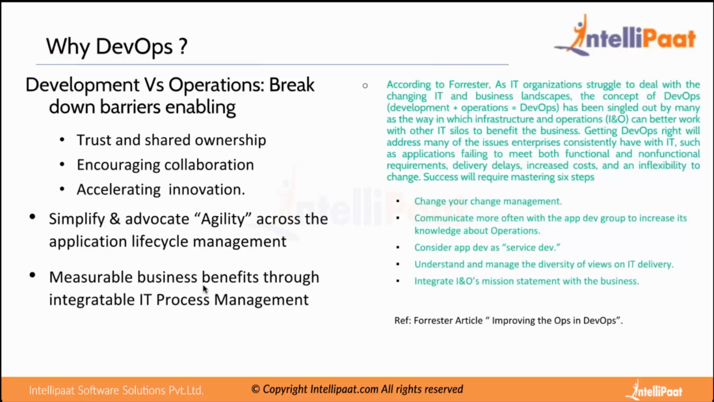Then there are measurable business benefits through integratable IT processes. As I said, when DevOps automates everything, everything is faster and quickly deployed, error free. So that's why it has business benefits. The company is able to do things faster and better. DevOps helps in business. So that's why all companies are slowly moving to DevOps.